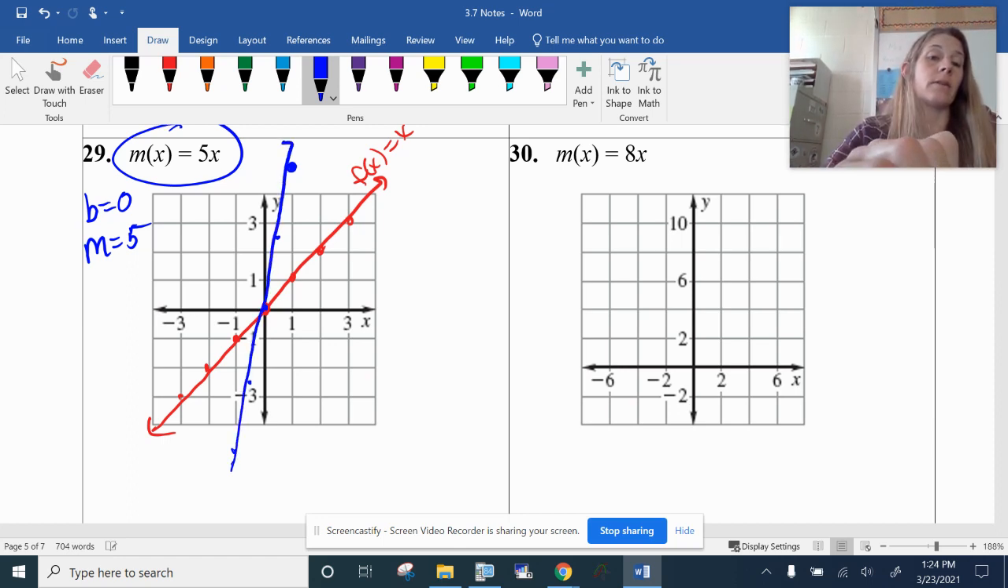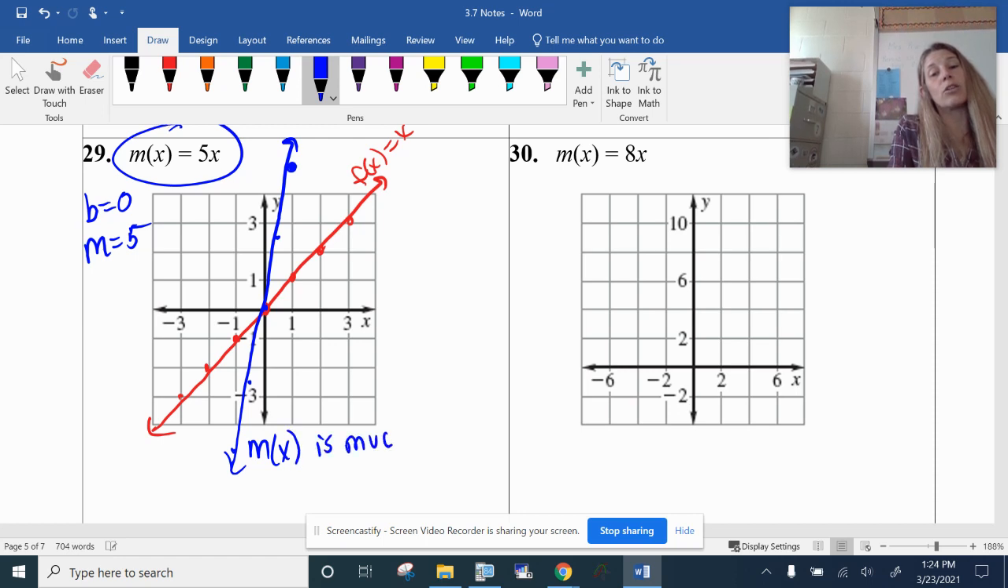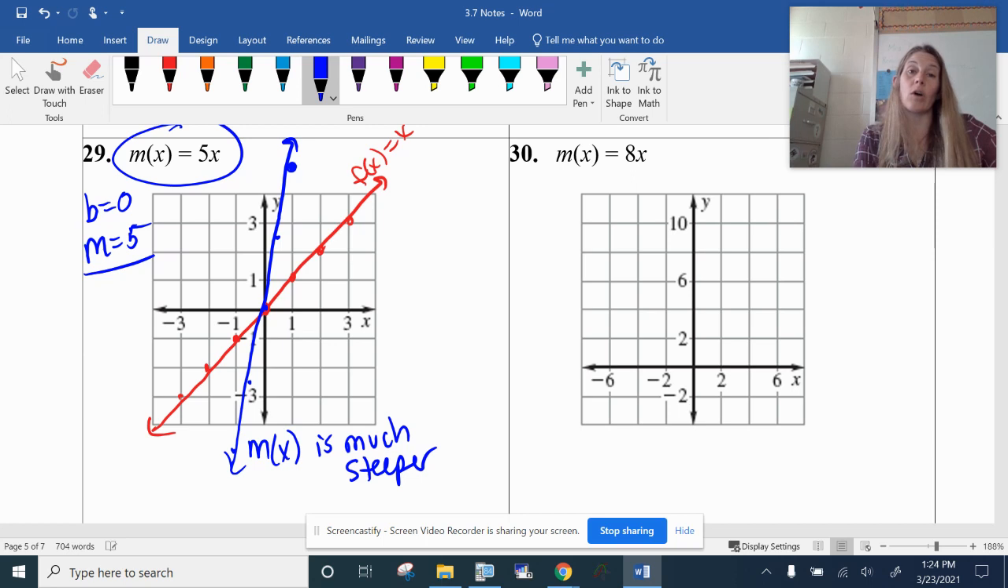Now you can see this graph is still tilting in a positive direction, but m of x is much steeper than the parent function, and that's because the slope was a much larger number. So the larger that slope value is, it's going to make the line or the graph steeper.